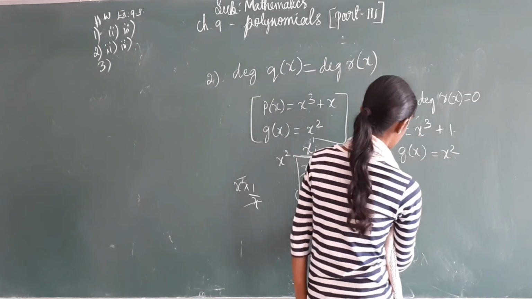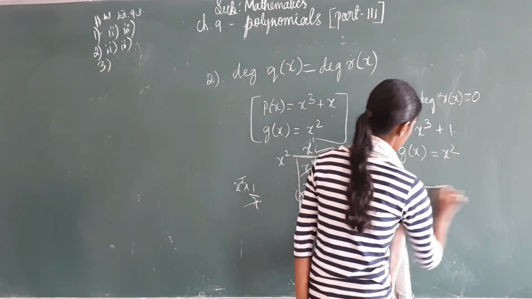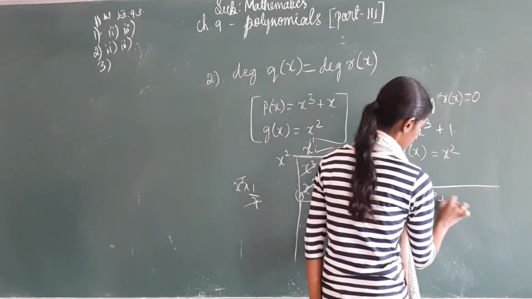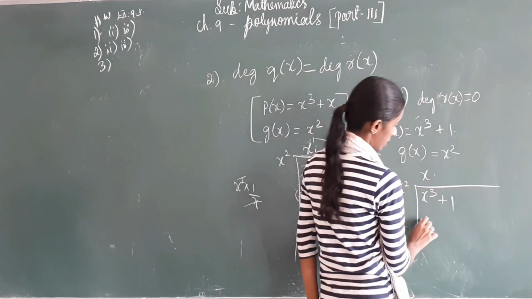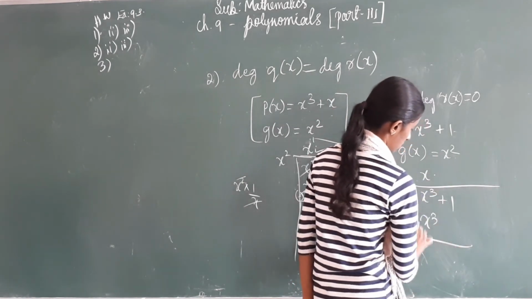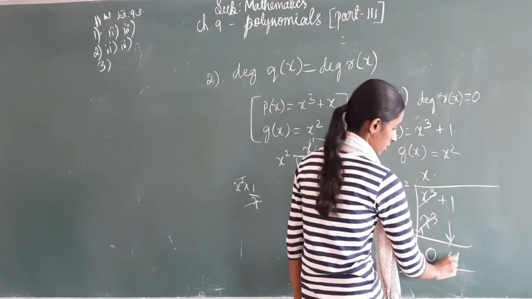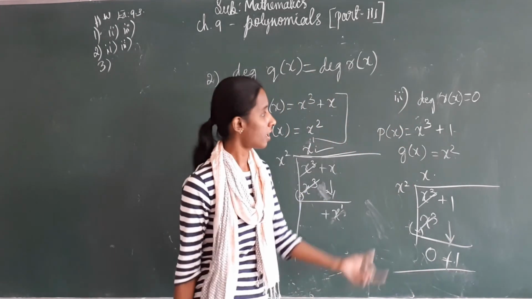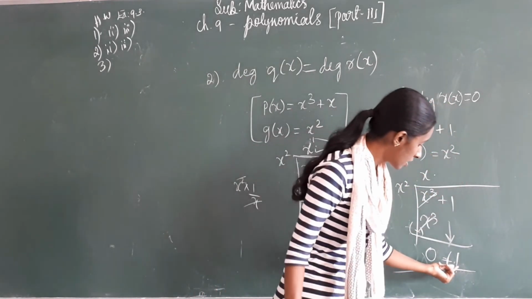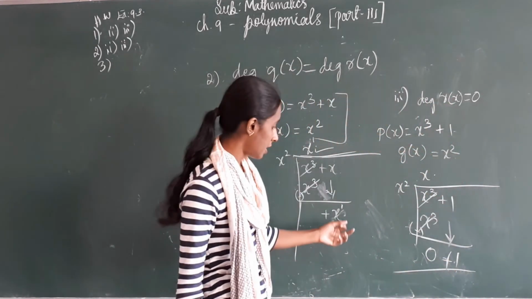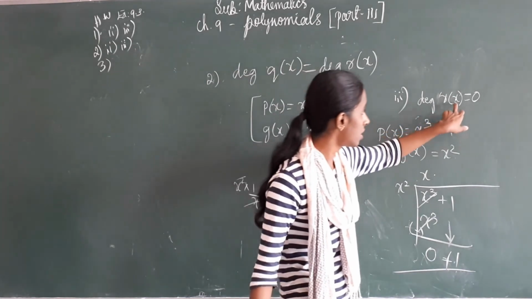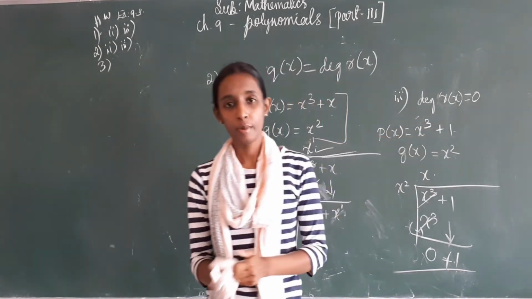If I take g of x as x square and p of x as x cube plus 1, x square into x is x cube. So what is the remainder? It is 1. Understood? Degree of r of x should be constant, it should not be any variable at that time. So the degree is 0. Hope you have understood, children.